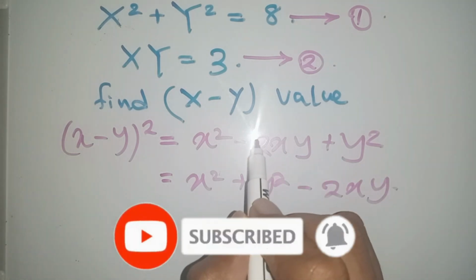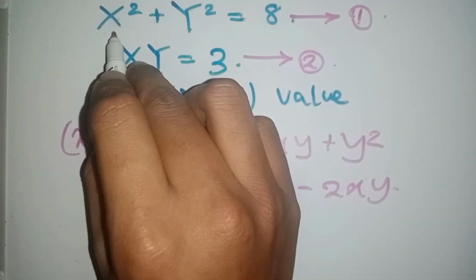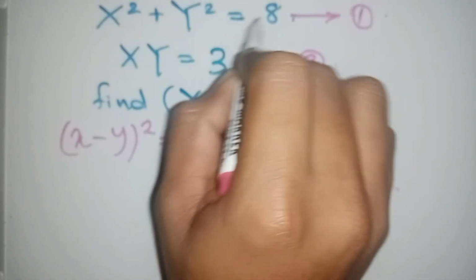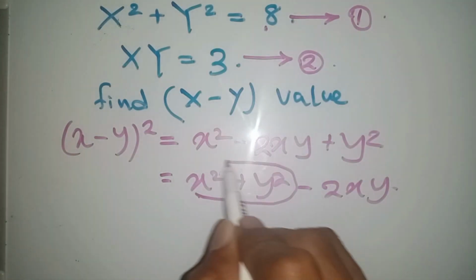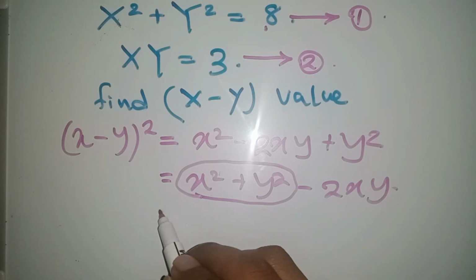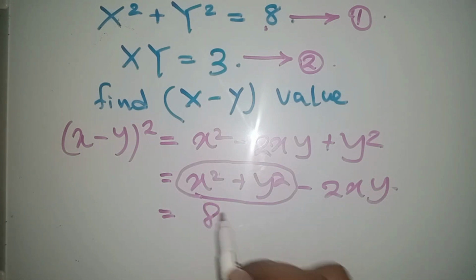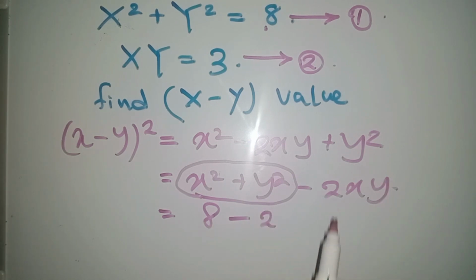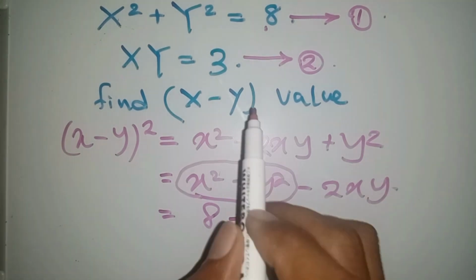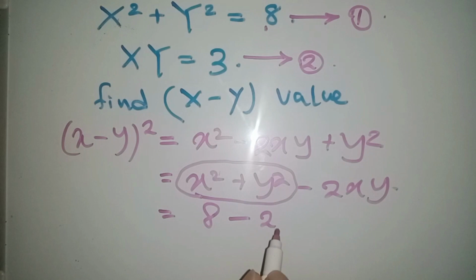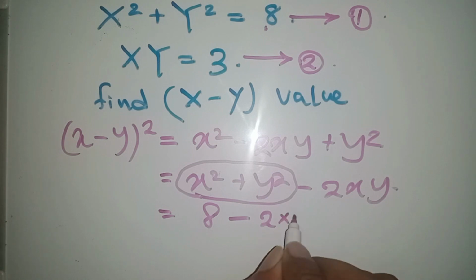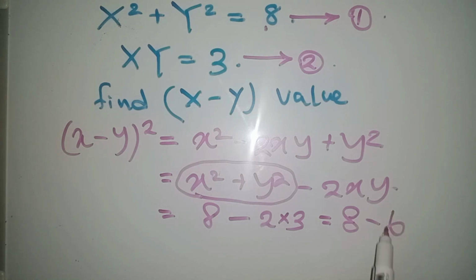According to my first mathematical expression, I know the value of x square plus y square equals 8. Then I can substitute this value for this segment. So I can write 8 minus 2. Then I know the value of xy. xy is 3. So I can write 8 minus 2 multiplied by 3 equals 8 minus 6.